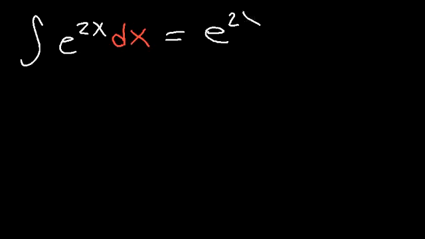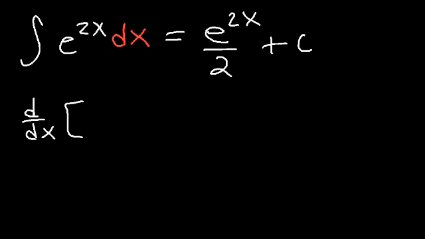So now, what do you think the antiderivative of e to the 2x will be equal to? So it's going to be the same thing, e to the 2x, but it's not going to be multiplied by 2. Instead, it's divided by 2. Because if you were to differentiate the result that you have, notice what's going to happen.